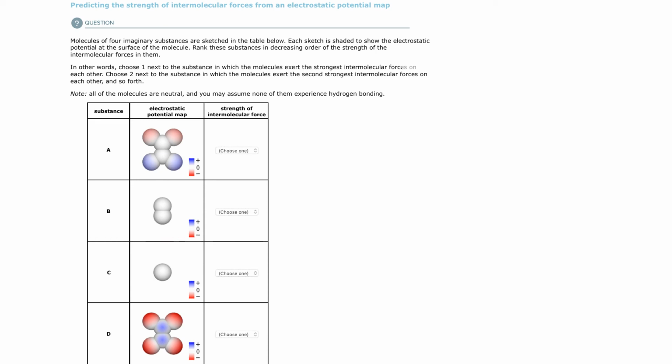So the top, even though it's not as intense, is still one side red and one side blue. That's polar. So A will be the highest, number one. What's the lowest? Well, the lowest would be this single atom, so this would be 4, lowest. That means this will be 3, and the last one will be 2.